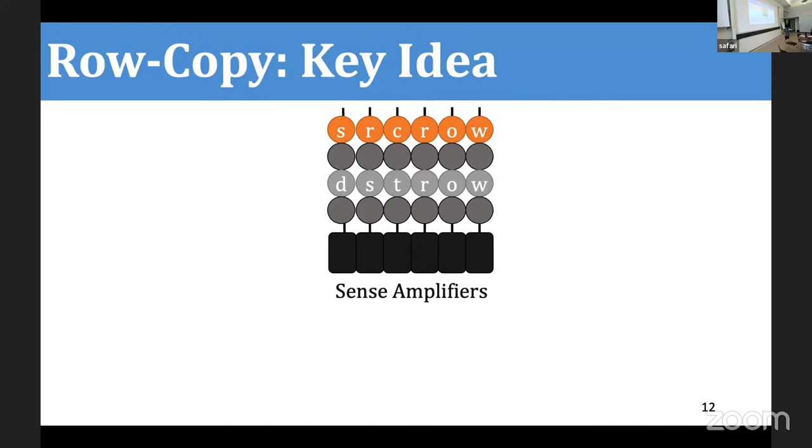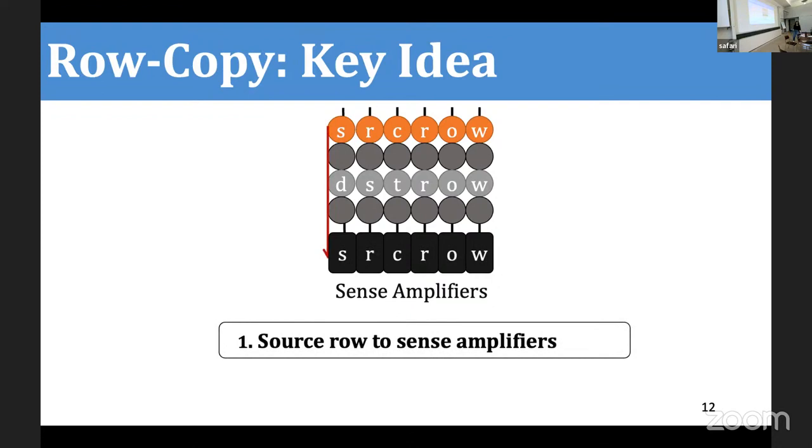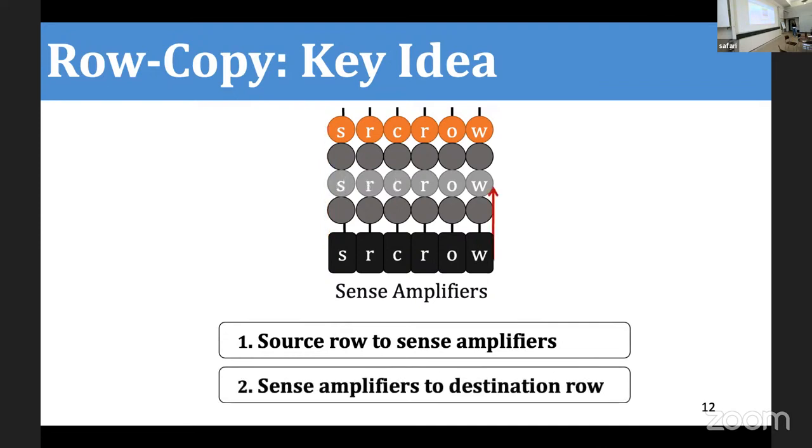Without the CPU. And so for doing so, we'll first copy the source row to the buffer, and then we're going to move the data from the sense amplifier to the destination row. And so today's DRAM already supports the first step. And now I'll show you how we can do the second one.